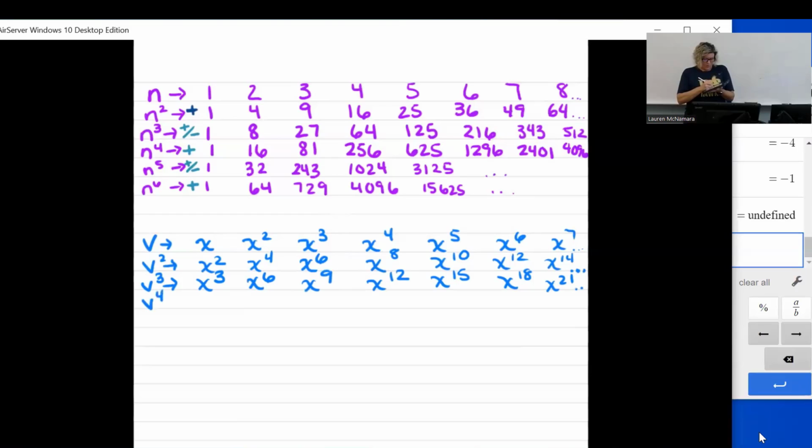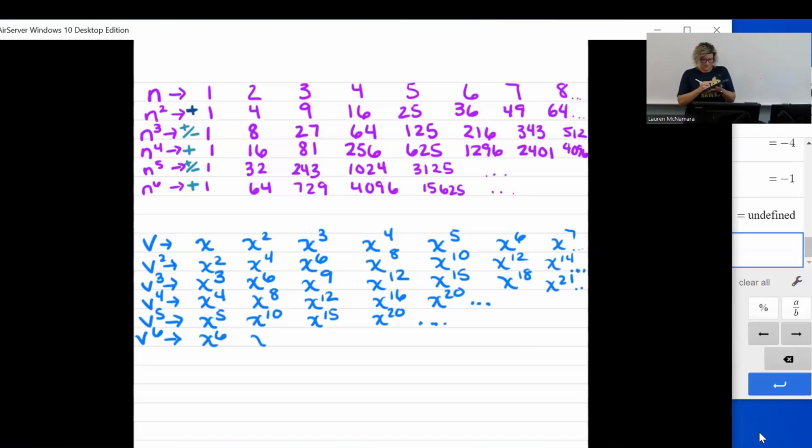So my variables to the 4th: x to the 4th, then x squared to the 4th is going to be x to the 8th, then x to the 12th, x to the 16th, x to the 20th. My variables to the 5th: x to the 5th, x to the 10th, x to the 15th, x to the 20th. My variables raised to the 6th power: x to the 6th, x to the 12th, x to the 18th, and so we see that pattern that keeps going.